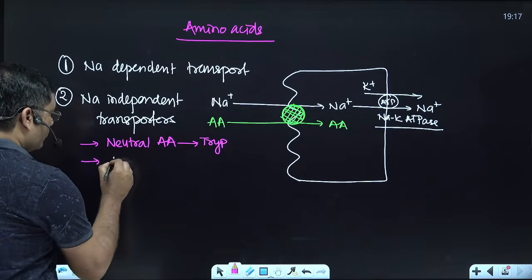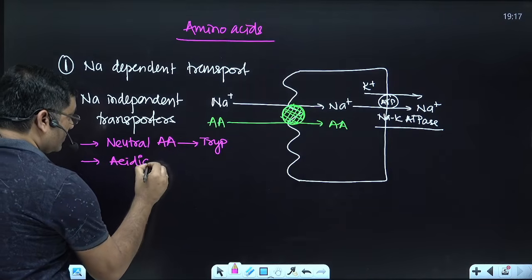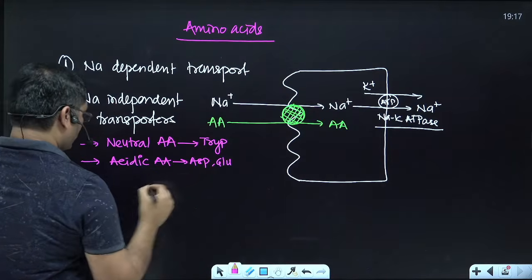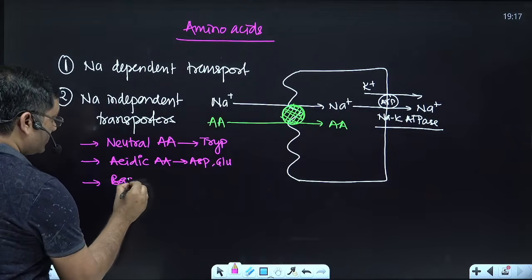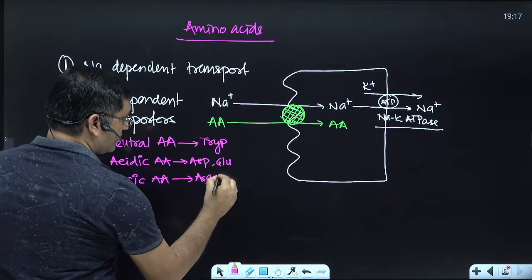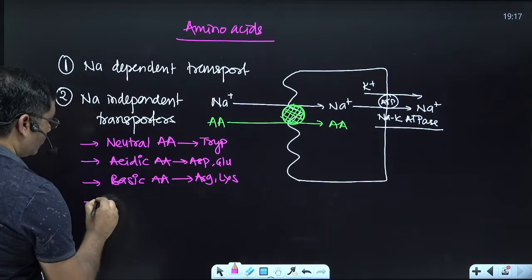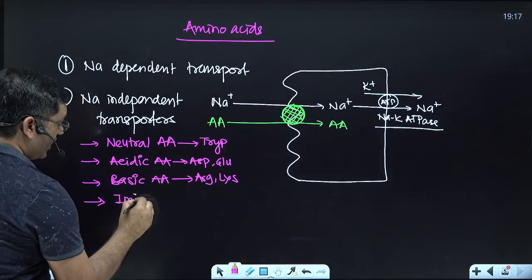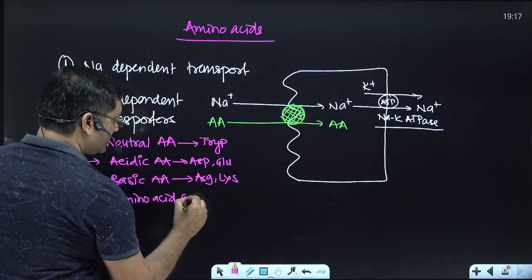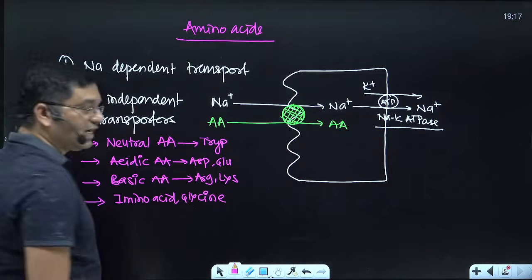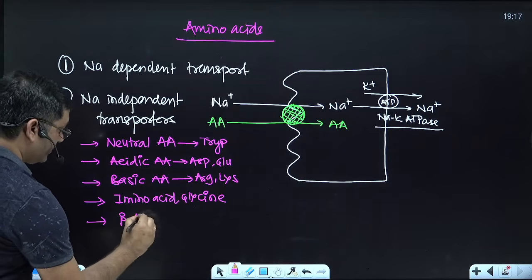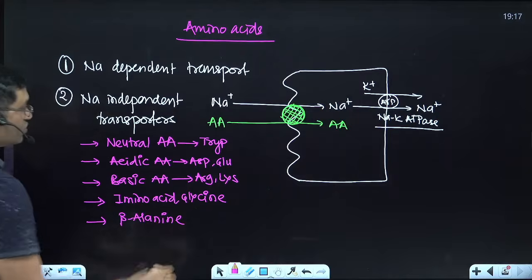Second, transporter for acidic amino acids, that is aspartic acid, glutamic acid. Then transporter for basic amino acids, which include arginine, lysine. Then transporter for imino acids, that is proline and glycine. And the next one is the transporter for beta alanine. So these are the transporters which are sodium independent.